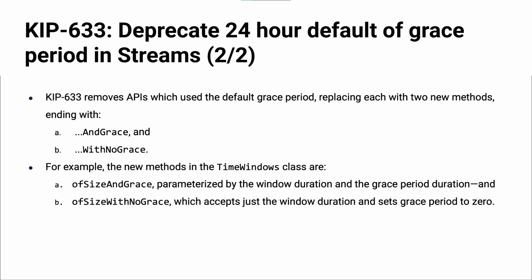So 633 removes APIs that use the default grace period, replacing them with 2 new methods, ofSizeAndGrace and ofSizeWithNoGrace. Now that second one, just a chilling name for that method. Should be easy to remember. So now the new methods in the TimeWindows class are ofSizeAndGrace and ofSizeWithNoGrace. So that's just tacked on to those method names. So you're explicit about grace period behavior now. It's not a thing that you have to guess about. It really is a thing you get to make a decision about.